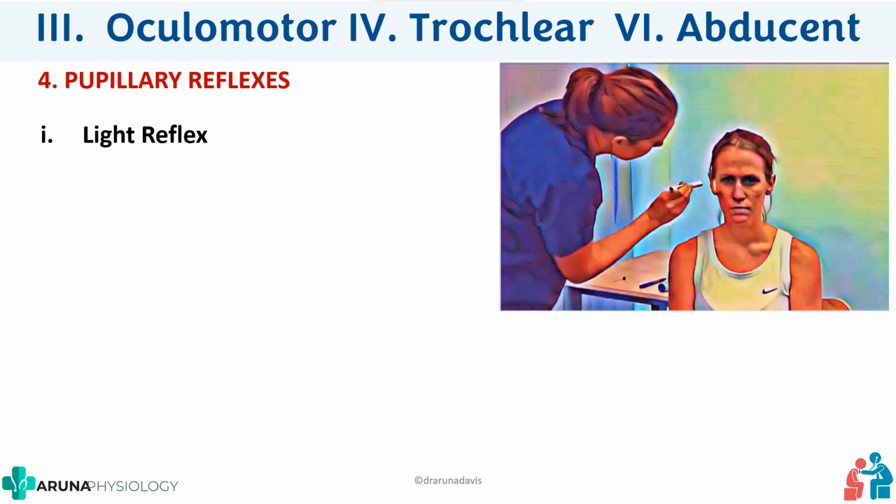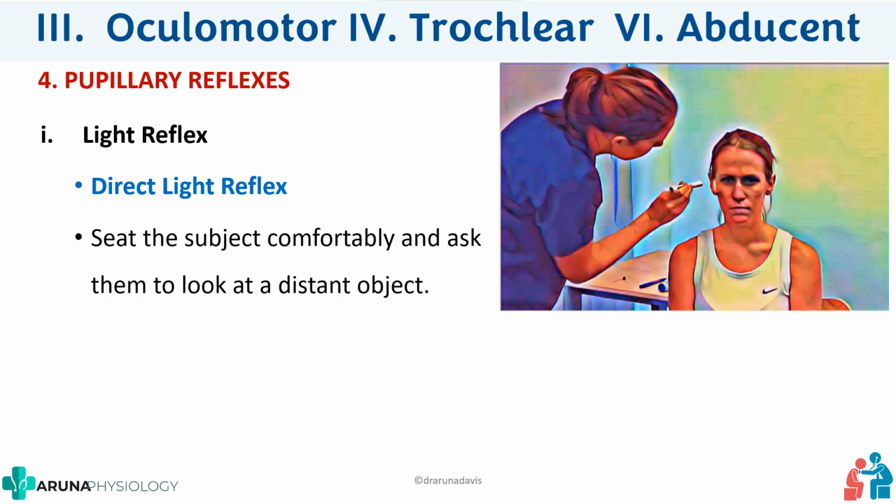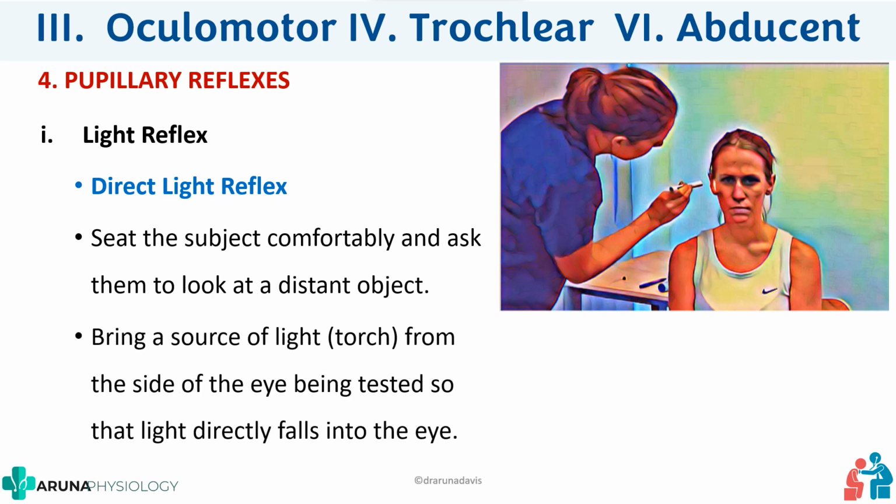First we'll see about the direct light reflex. To examine for the direct light reflex, we ask the subject to sit down and look at a distant object, a faraway object, and then we bring a torch or a pen torch from the side of the face and shine it onto the eye. We're not directly poking the light onto the eyes, because that will in turn cause a menace reflex. So slowly we are bringing it from the side of the face and then shining onto the eye.